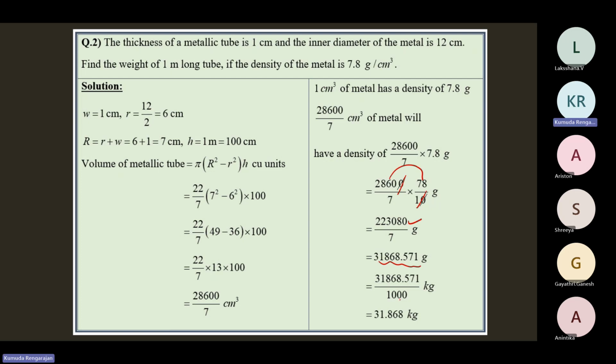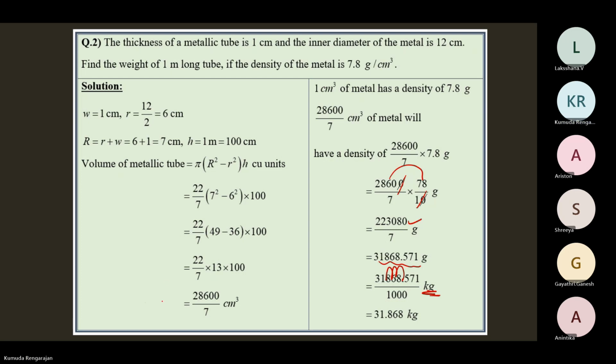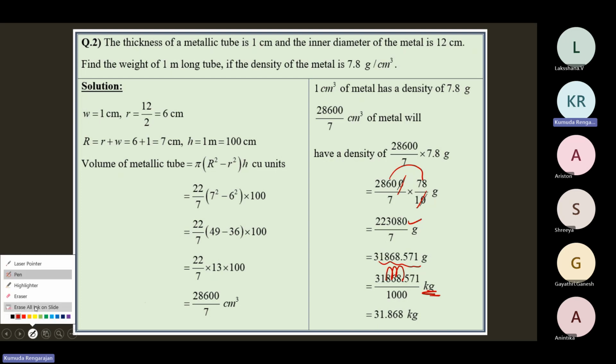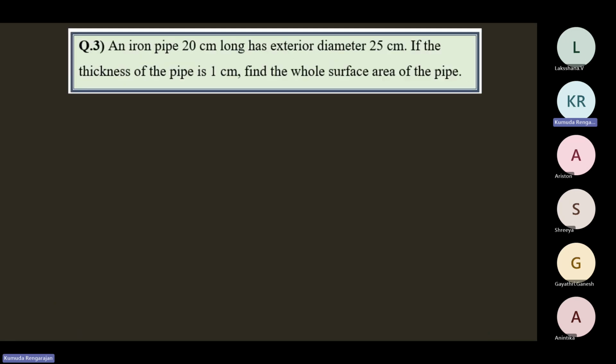Now divide this by 1000 to convert it to kilograms. When you divide by 1000, you're converting it to kilograms. So now you should just shift the decimal point. It's here: 1, 2, 3. 31.868. Whenever you're dividing by 10, 100, 1000, just shift the decimal point. You don't have to actually do the long division. Just shift the decimal point: 1, 2, 3. 31.868 kilograms. So that's the second one.